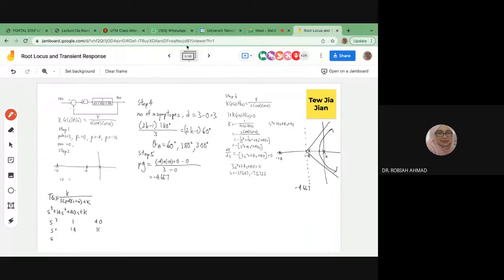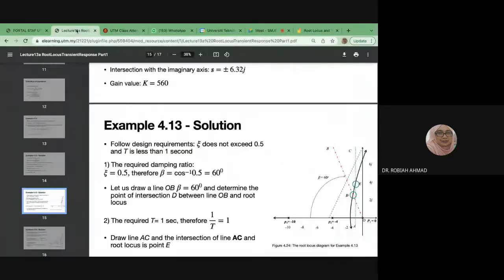Tak boleh buat nanti. Okay, let's say you all dah buat. Okay, this is what I mean dalam nota saya. So 60 degrees here. So you do the straight line. Okay, and then you will get, let us draw a line 0B, beta 60, and determine the point of intersection. So in this case, D.